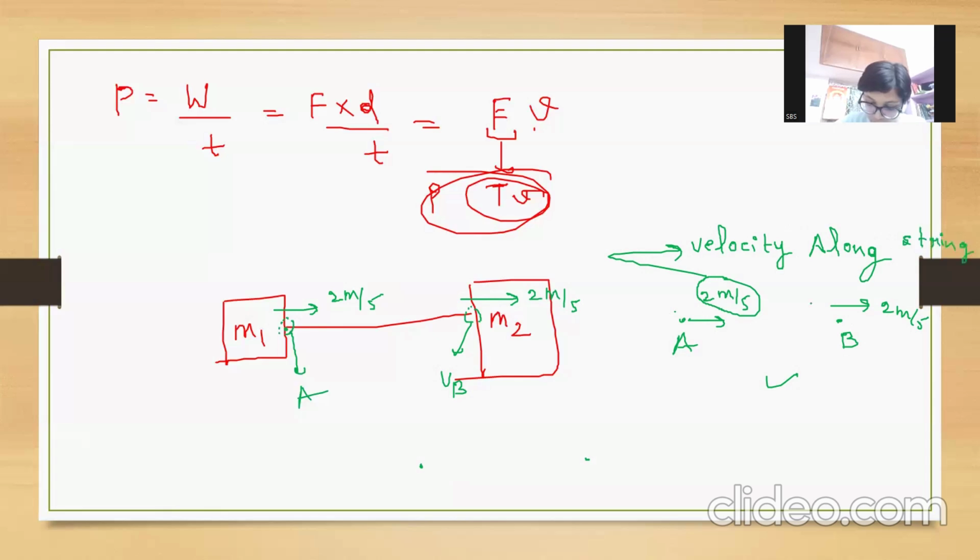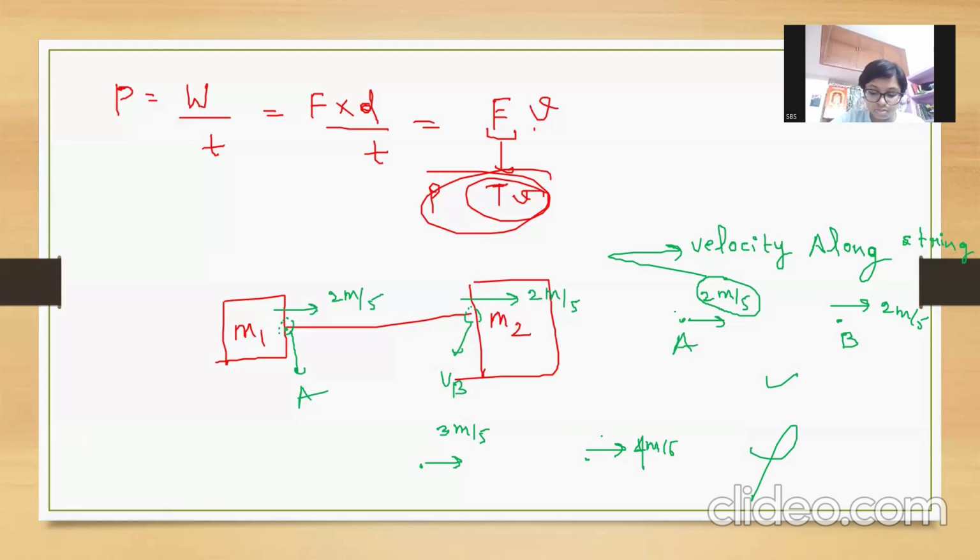Okay, clear? Yes, sir. You can't say, sir, it is 3 meter per second, or it is 1 meter per second, or it is 4 meter per second. It is wrong. Otherwise, what will happen? There will be some extension in the string. Then our assumption is destroyed fully. We have assumed our string is massless and inextensible. Then only this relation is correct.